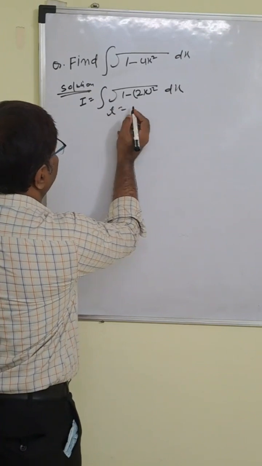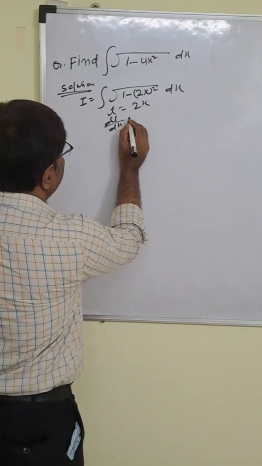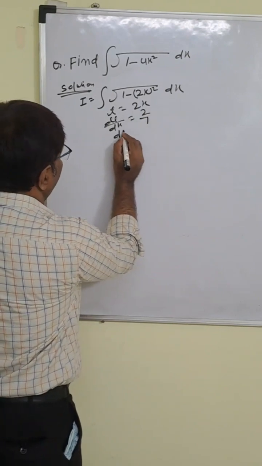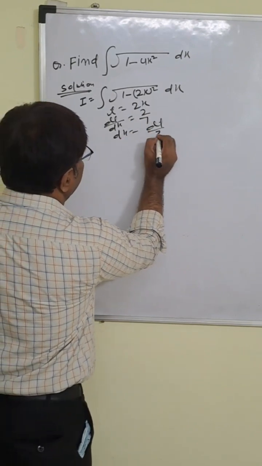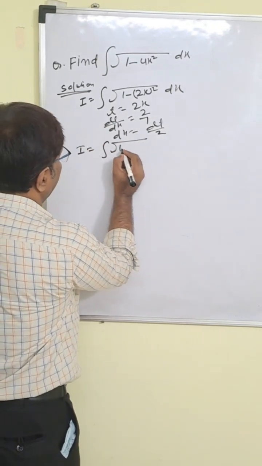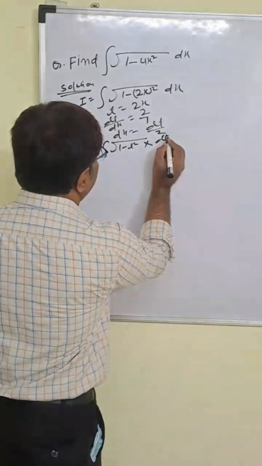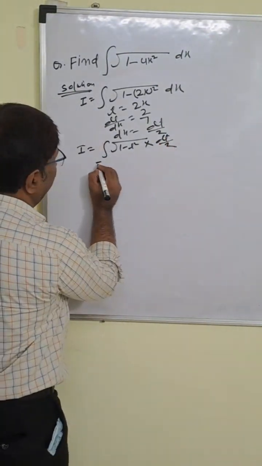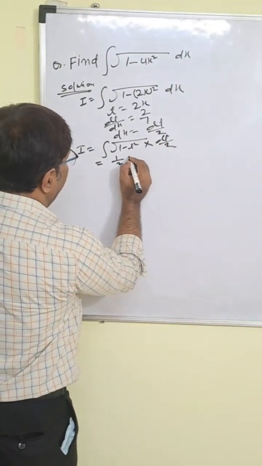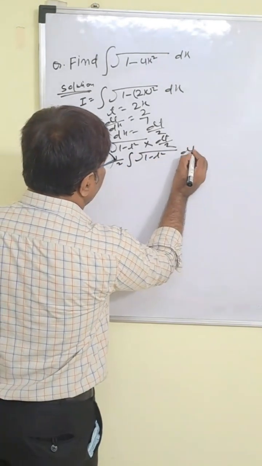And now just put t equal to what? 2x. So dt upon dx equals what? 2. So dx equals what? dt by 2. So the integration equals root under 1 minus t square, and this equals dt by 2. So simply we can write that as half the integration of root under 1 minus t square dt.